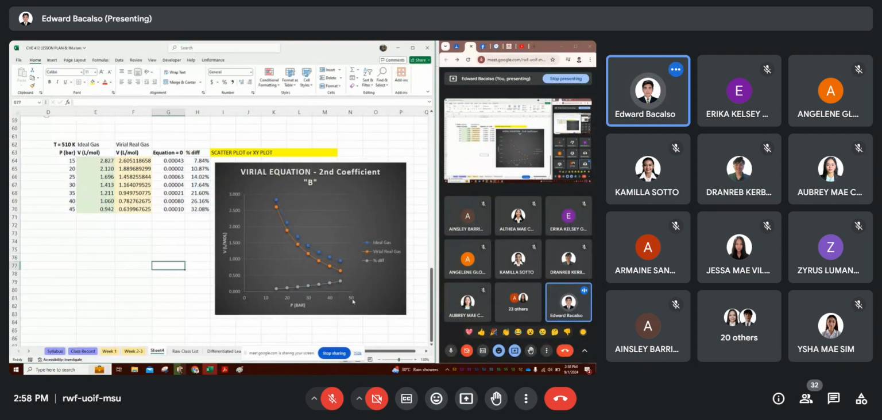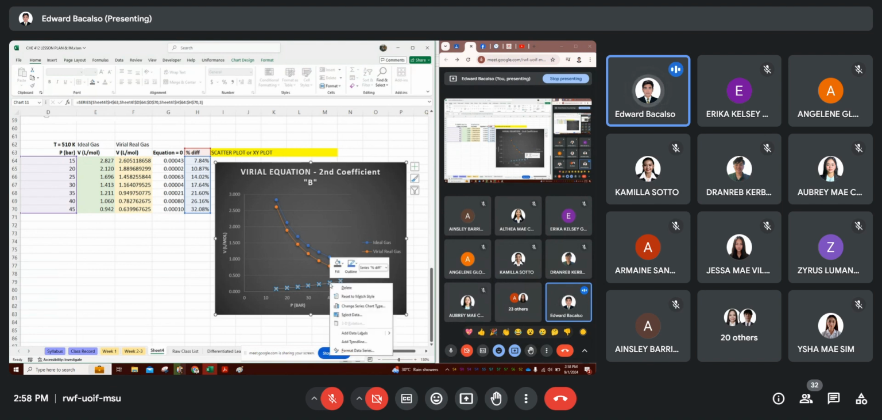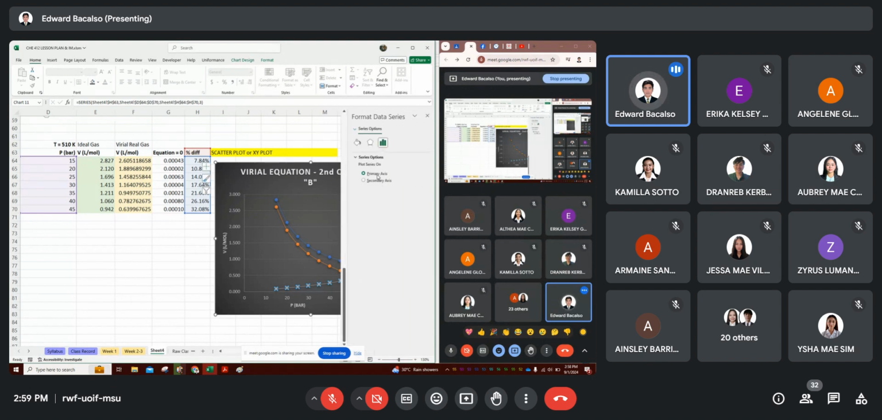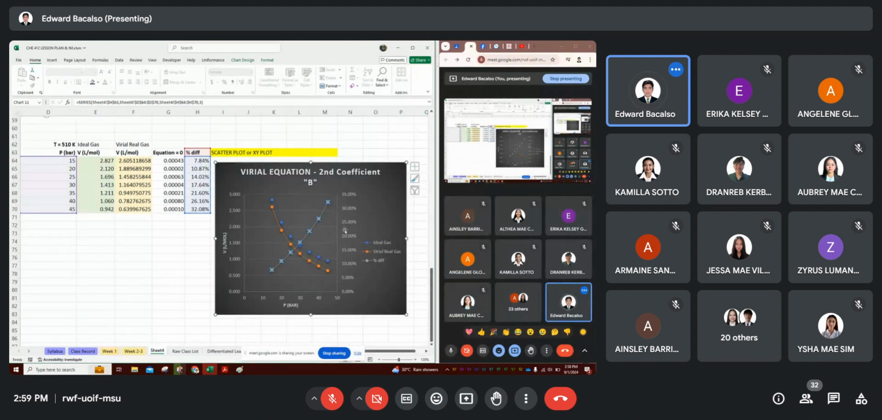So how do we do that? You just have to click on the trace na percent difference, then right click, format data series, lalabas yung option na primary or secondary axis. So if we click secondary axis, yan, close. So andito yung percent difference on a different scale kasi naka-refer siya this time sa right na axis.